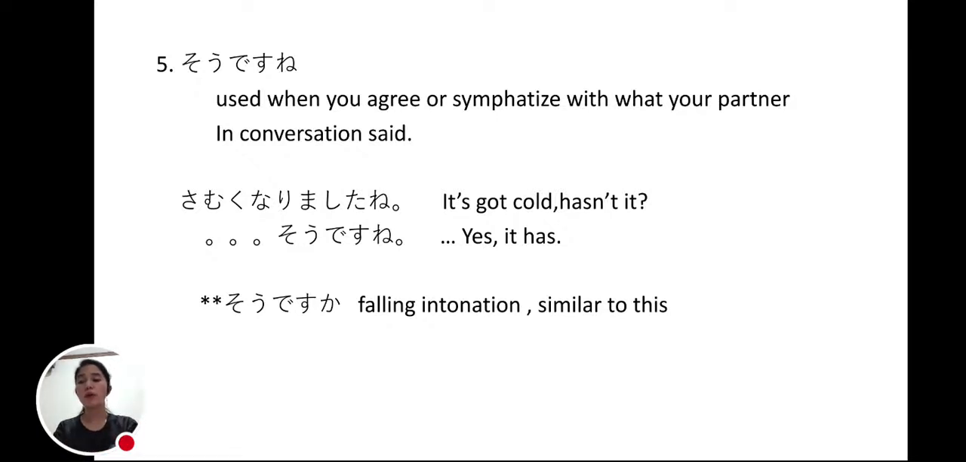For example, kono kasa wa anata no desu ka? Is this umbrella yours? Iie, chigaimasu. No. It's Mr. Smith's. Smith-san no desu. And then the other party would say, so desu ka? I see. So it's Smith's.